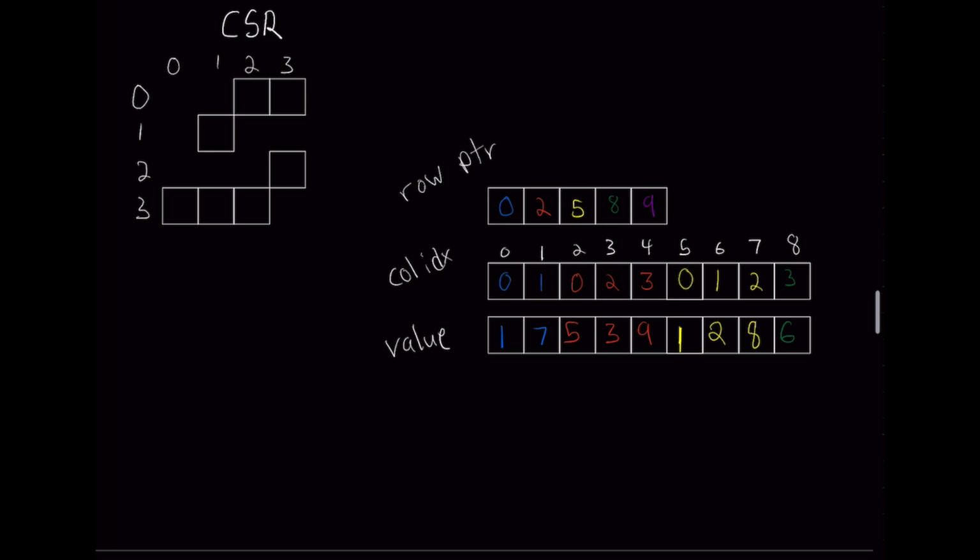As we can see, this is more expensive than COO, but now we have a more compact format where we could access every element within a row.